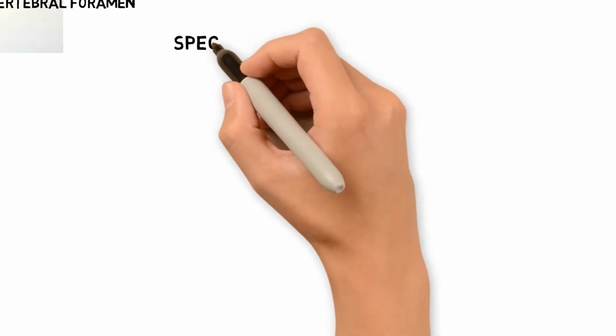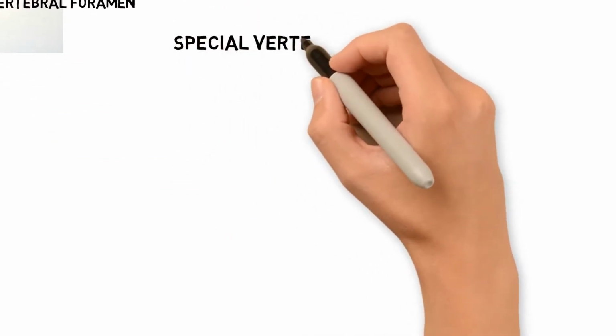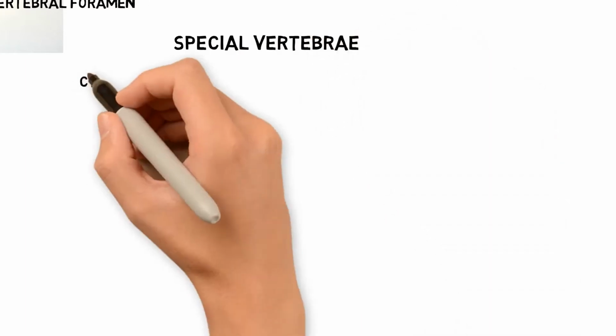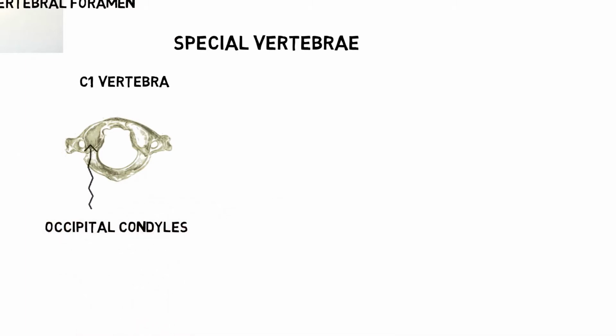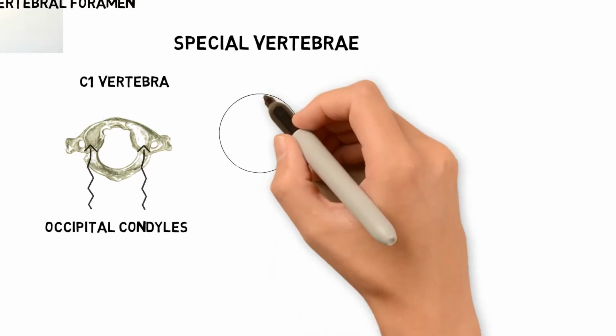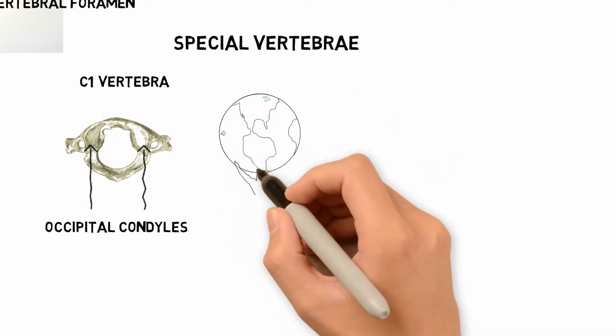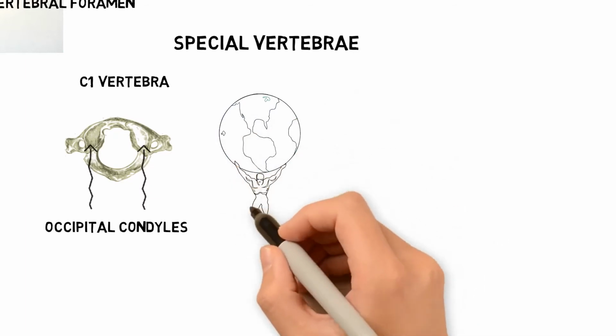The first 2 vertebrae in the cervical spine look quite a bit different than all the other vertebrae. The first cervical vertebra has no body. It is essentially a ring. There are 2 smooth areas called the occipital condyles. This is where the spine articulates with the occiput of the skull. C1 is also called the atlas. It holds up the head much like Atlas holds up the world.